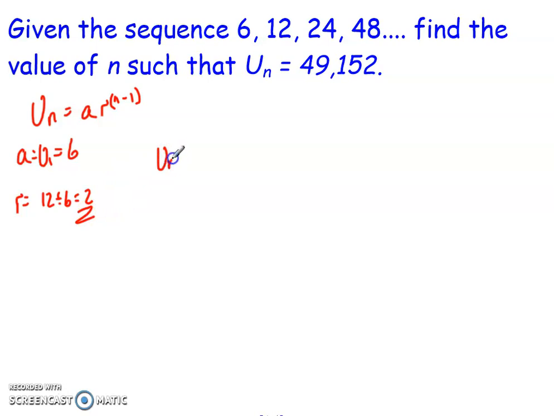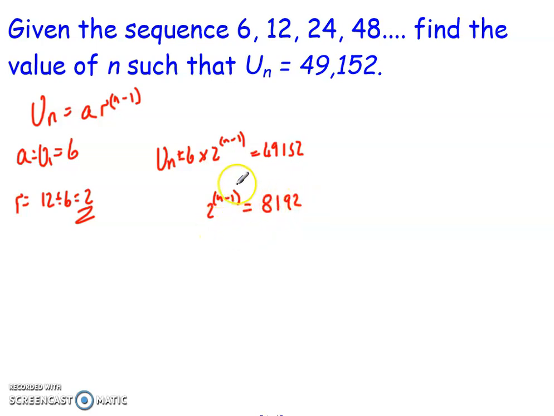So I know then that UN, which is equal to 6 times 2 to the power of n minus 1, is going to be given my generic term, and for this one to work, I know that's going to equal 49,152. So first thing I do, I'm going to divide both sides by 6. So I end up getting 2 to the power of n minus 1 equals 49,152 divided by 6. So in that case, it's going to give me 8,192.